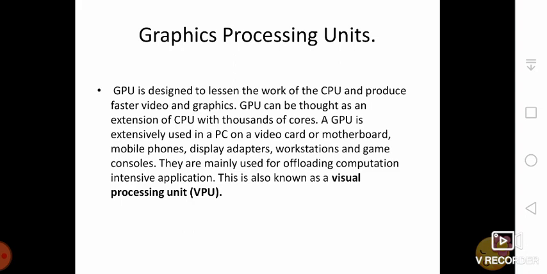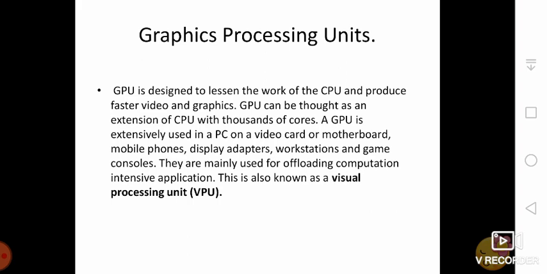Graphics processing unit. The GPU is designed to lessen the work of the CPU and produce faster video and graphics. So a GPU can be thought of as an extension of the CPU with thousands of cores. A GPU is extensively used in the PC on a video card or motherboard, mobile phones, display adapters, workstations, and game consoles. They are mainly used for offloading computation-intensive applications. This is also known as a visual processing unit, VPU.